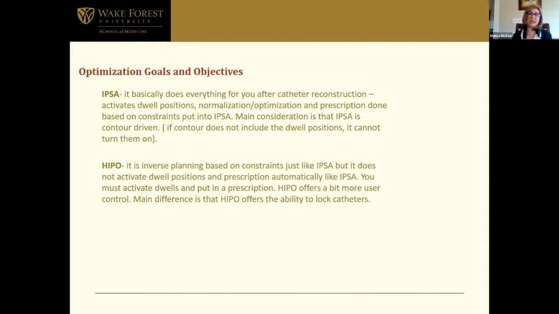However, keep in mind that IPSA is completely contour driven. So if your contours are incorrect, your activations are going to be incorrect. You need to make sure that the activation is relative to where you want it to be. That is why for IPSA cases, if you want to activate outside of the PTV, you usually give a margin. You can have a margin of 5 millimeter, for example, 10 millimeter, however you define as a user to say activate outside of that volume.